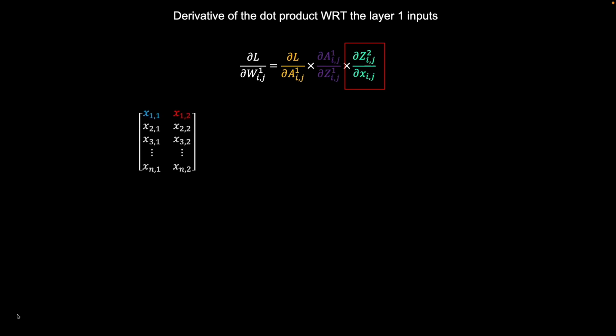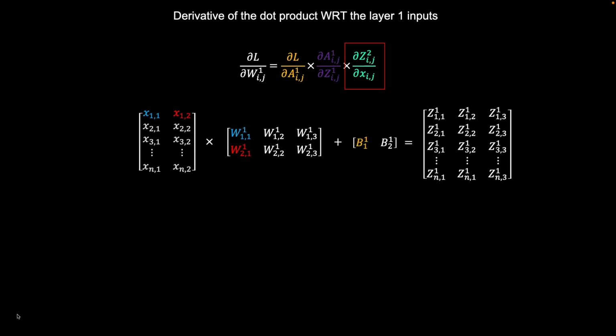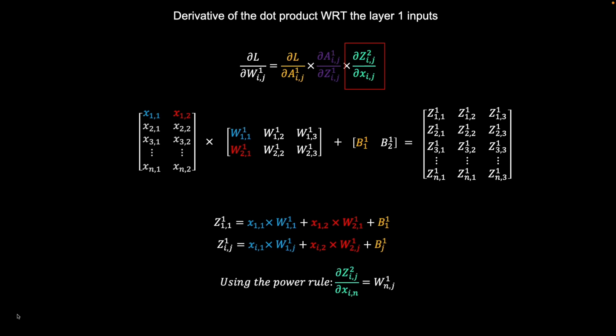So again, the dot product of X and the layer 1 weights plus the biases is equal to Z1. Now, writing this as a linear equation, we can see that the coefficient of X in this equation, meaning what it's being multiplied with, is W1, or the weights of the first layer. So, like last time, using the power rule, the derivative of Z1 with respect to the inputs of layer 1, or X, is simply the weights of the first layer.